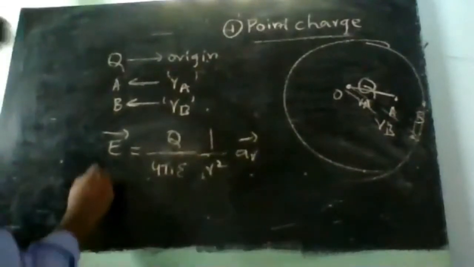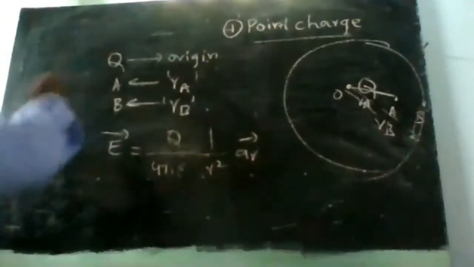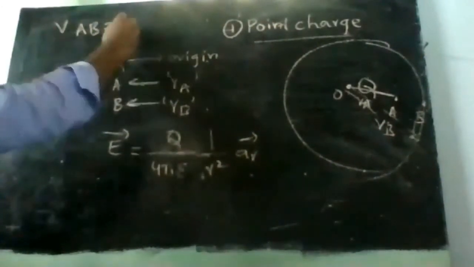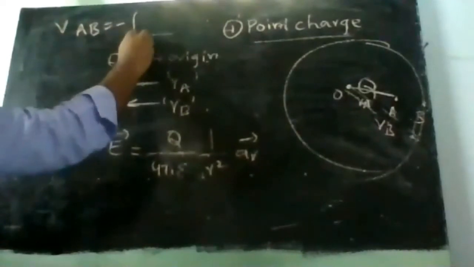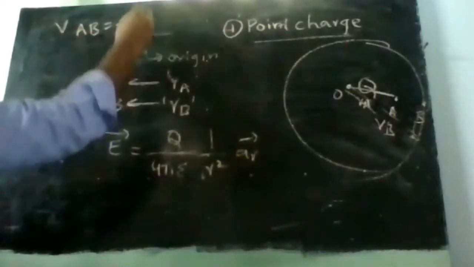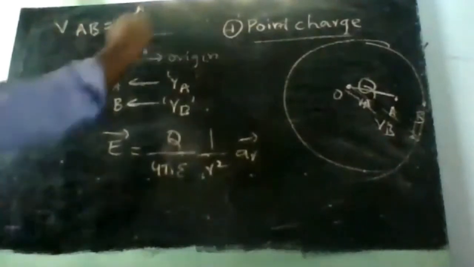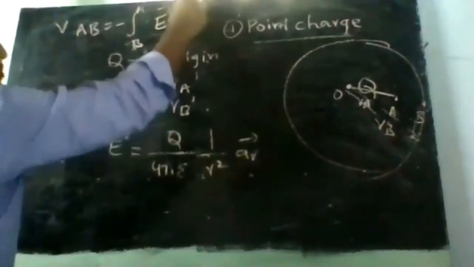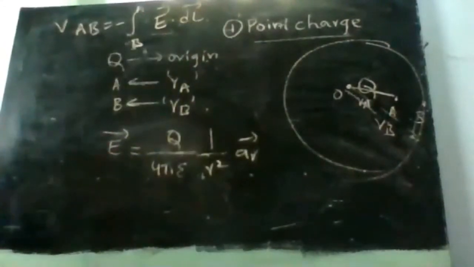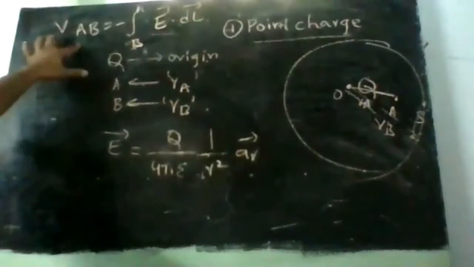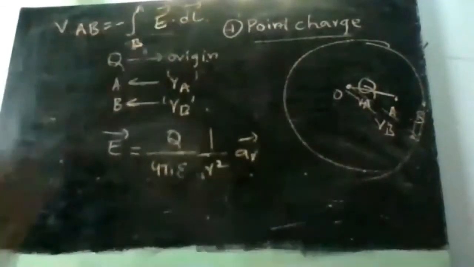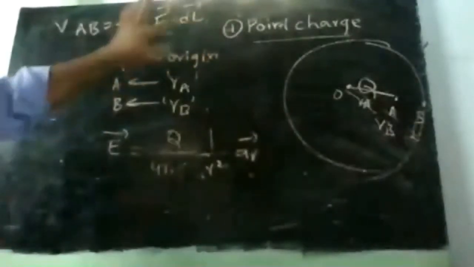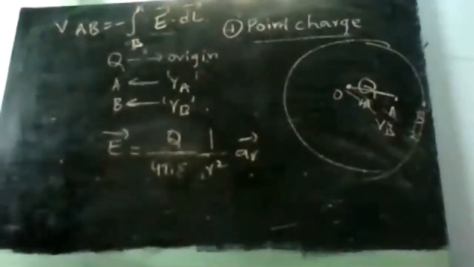Now, if I want to calculate potential, I need to evaluate the potential formula. The formula for potential difference is VAB is equal to minus integral from B to A of E bar dot DL bar. My starting point will be B, ending point will be A. So for finding the potential difference between the two points A and B, I need to use this formula. I need to find the values of E bar and DL bar, take the dot product, and integrate it, and I will get the expression.